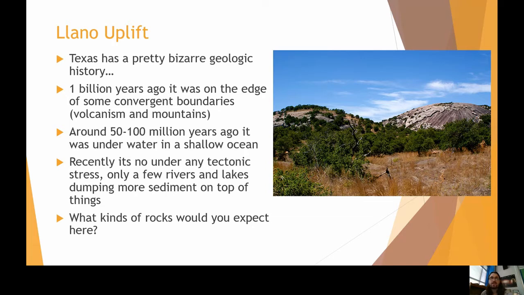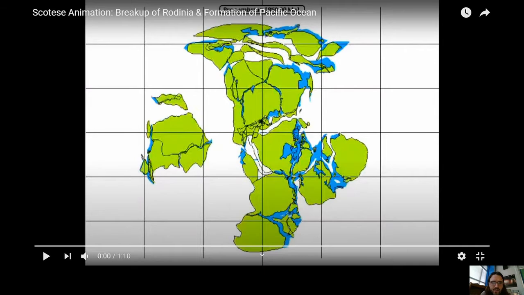And the last location that we're going to look at is the Llano Uplift, which is in Texas. This is over towards San Antonio, kind of a little bit to the west of San Antonio. And this has a kind of bizarre history. I think the best way to describe this is actually to watch a plate tectonic map go for the last billion years.